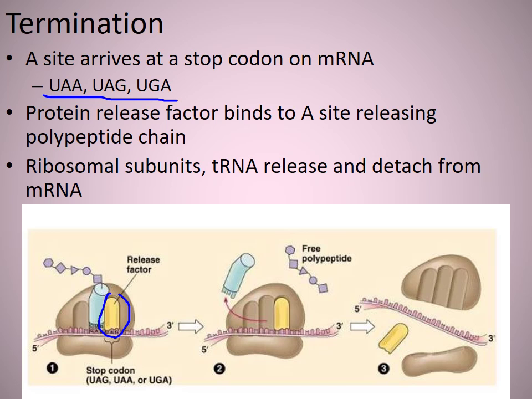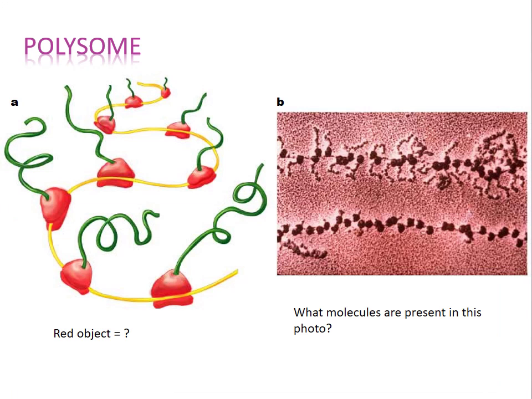The large and small subunits of the ribosome will detach. The release factor will then remove itself. The mRNA will either be degraded at this point in the ribosome or in the rough endoplasmic reticulum, or it might be preserved for another translation of more protein.